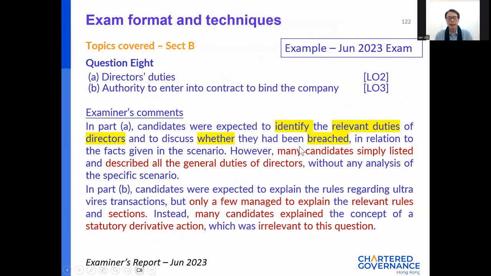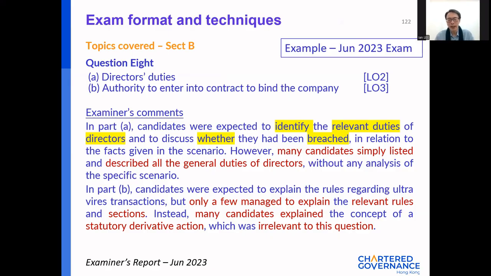Okay, so you can see directors' duties and authority to enter a contract to bind a company are from Learning Outcomes 2 and 3. In the comments from the examiners, it said many candidates simply listed and described all the general duties of directors without any analysis of the specific scenario. This is something I've seen sometimes as well in some candidates. When it comes to directors' duties, they just list out every one of them. Okay, so please don't do that.